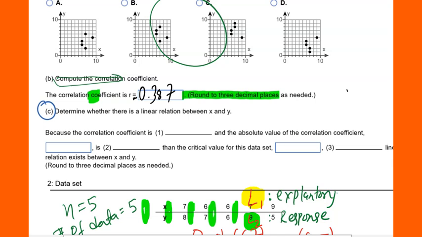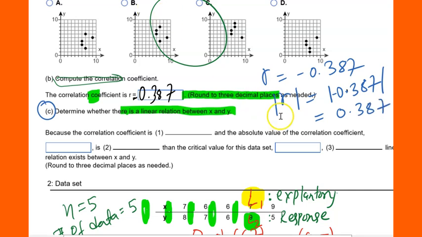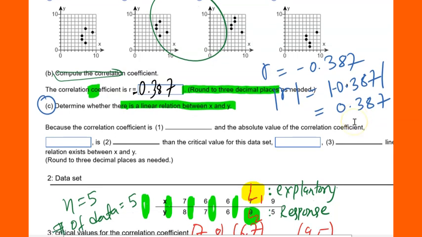Part C, determine whether there is a linear relationship between x and y. To see that, you have to find the absolute value of R. Since R equals negative 0.387, the absolute value of R is the absolute value of negative 0.387, which is going to be 0.387. Basically, the absolute value of R is positive, obviously, since this is negative R.